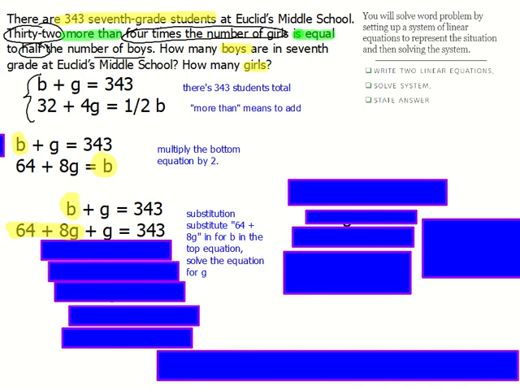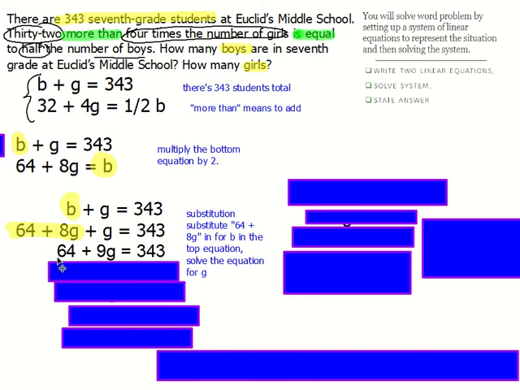So from here, I need to solve that equation for G. You have no parentheses here, so there's no distributive property. If you check for like terms, 8G and G are like terms, so 8G plus G is 9G. Bring the 64 down, so you have 64 plus 9G equals 343. This is just a two-step equation.